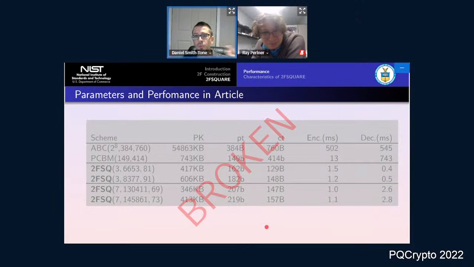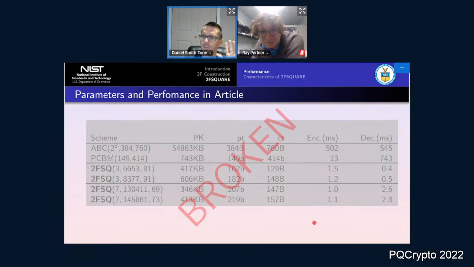So here are some parameters for this. Broken here does not apply to ABC and PCBM. I realized that after making this slide that it looks like that's what I'm saying. I'm not saying that. Those are safe. The parameters I have below for the 2F scheme, those are broken by Ray's attack. But this does still give a flavor of the size of the scheme, even for things that are secure, as far as I know. And it shows a huge advance in performance.